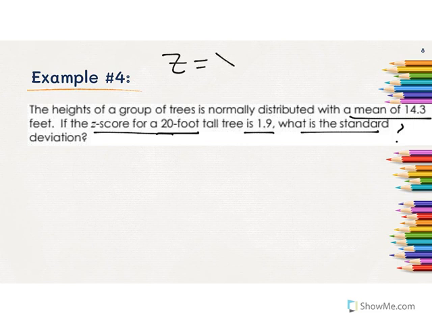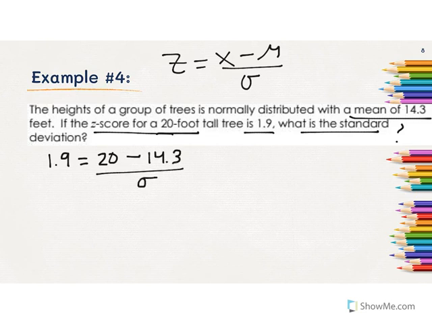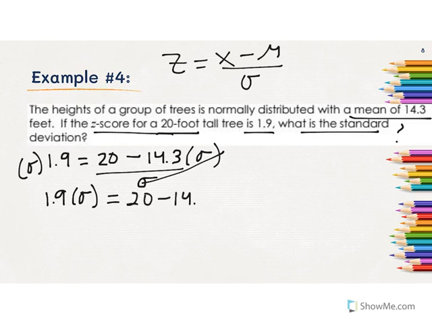So again, I have my z-score formula, which is my data value minus the mean divided by the standard deviation. Now we get to plug in those values. Our z-score was 1.9, which means that we're above the average. We have our data value of a 20-foot tree minus our mean of 14.3, and we're trying to find our standard deviation. We have to multiply by our standard deviation on both sides in order to get out of our fraction. So this is going to be 1.9 times the standard deviation, which we don't have yet, equals 20 minus 14.3.